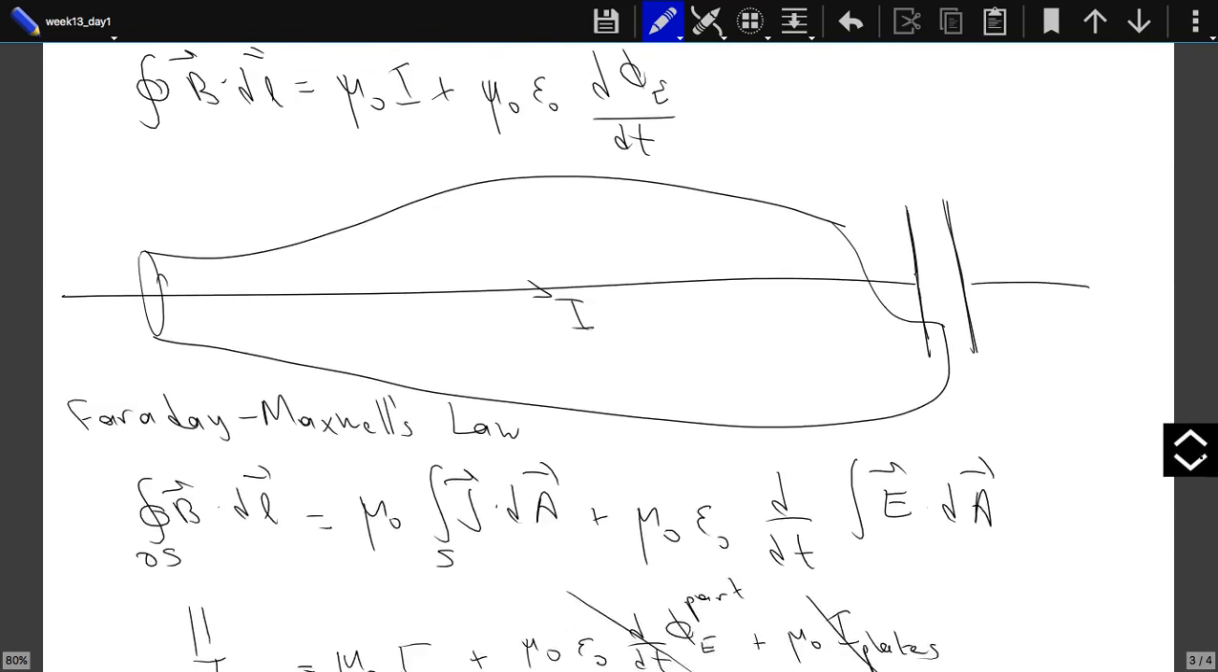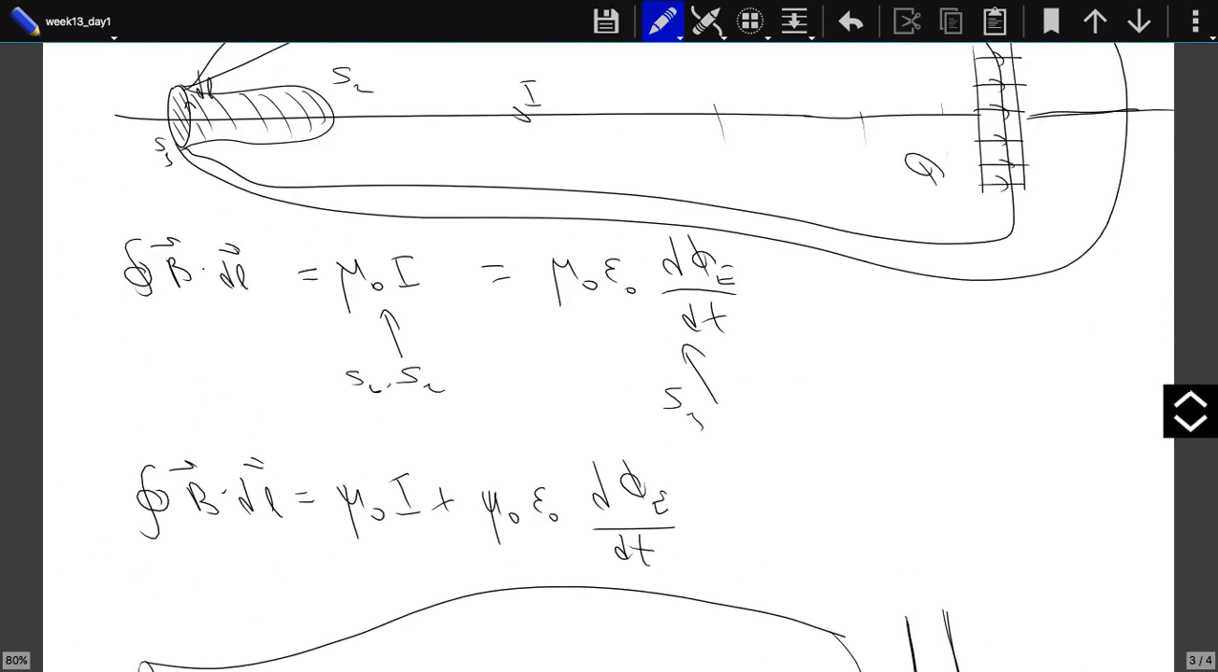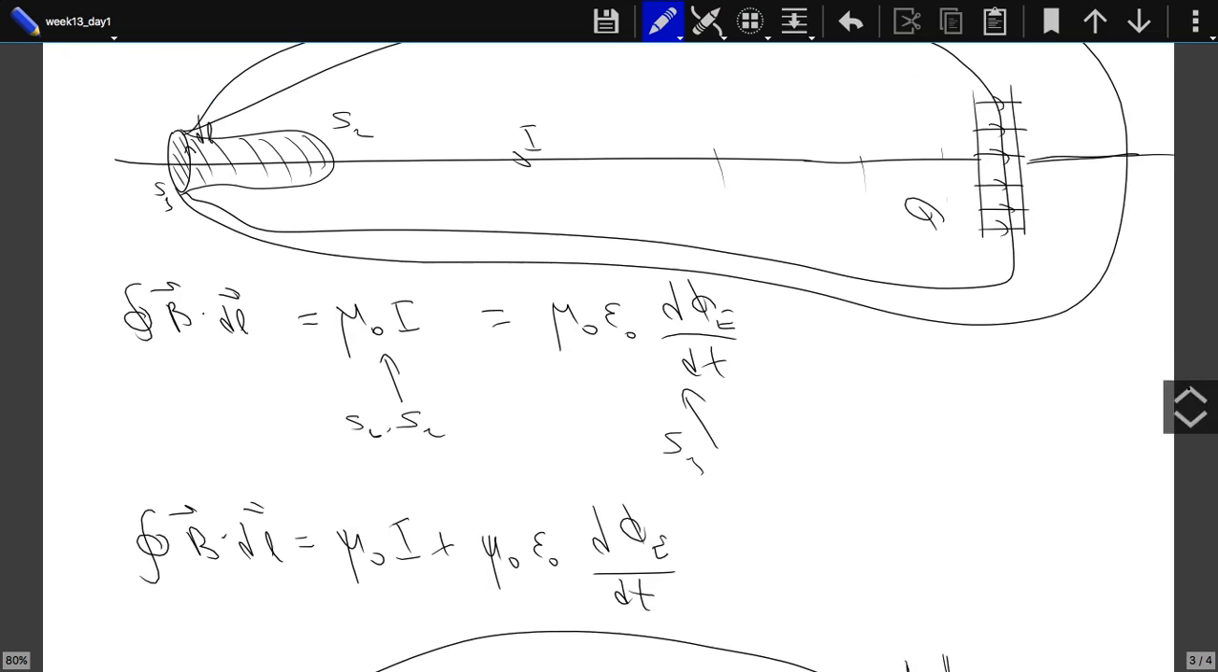Also here, now one of your friends had a nice point. This I over here in this equation is not equal to this I in general, for a general surface. That I is the I passing through your surface. Now, if you choose this surface, then that I is 0. If you choose this surface, then that I is just this I passing through the surface, this I over here.